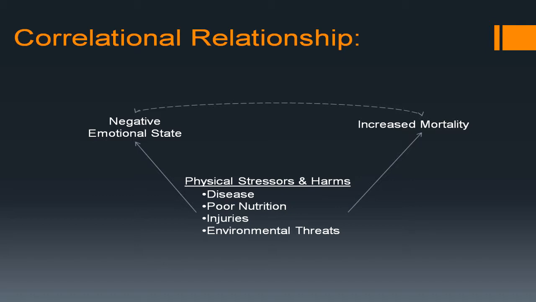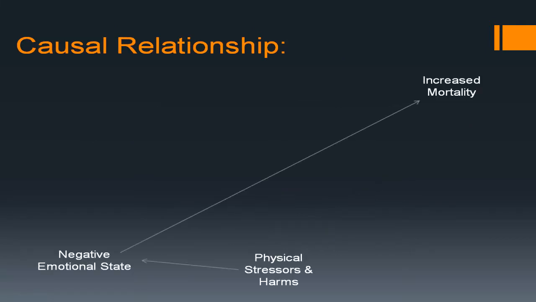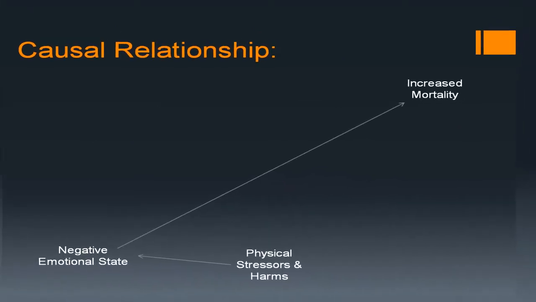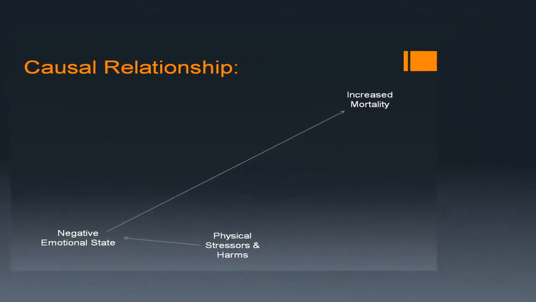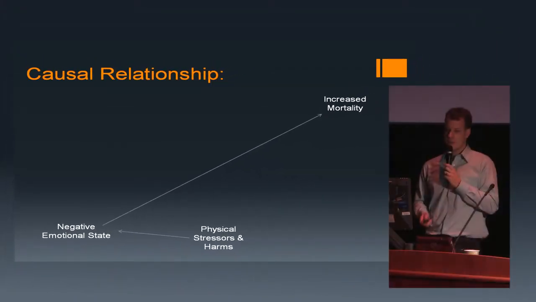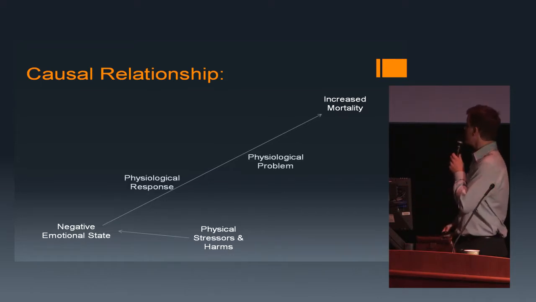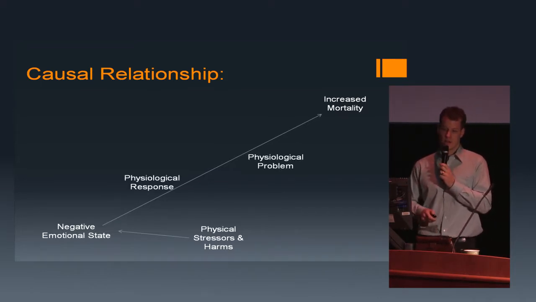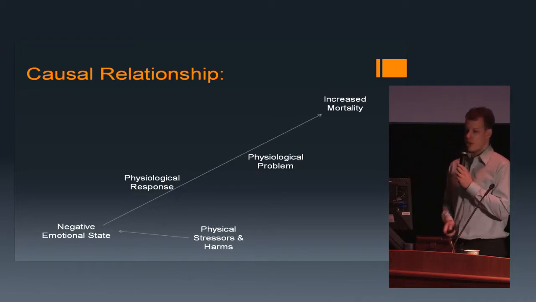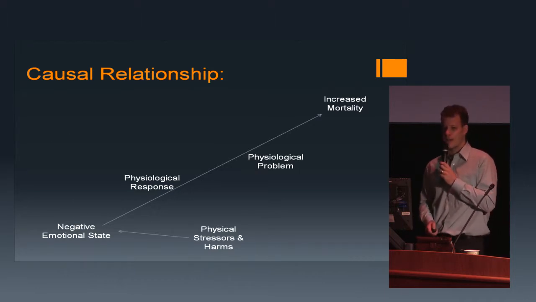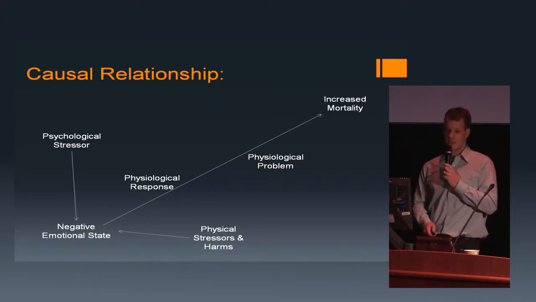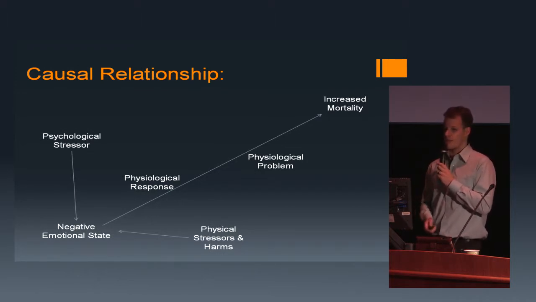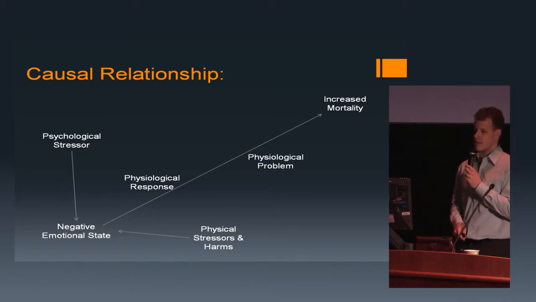But what we're really interested in, and are proposing here, is that there might actually be a causal relationship between the two. What this would look like is that these physical stressors and harms cause negative emotional states, and then it's these emotional states that lead to increased mortality. Our proposed mechanism is that there are physiological responses to these emotional states, and when these are sustained for long periods of time, they lead to physiological problems and then to increased mortality. Importantly, we can also include psychological stressors in this model. These are also important in causing negative emotional states, which can then cascade down this pathway.